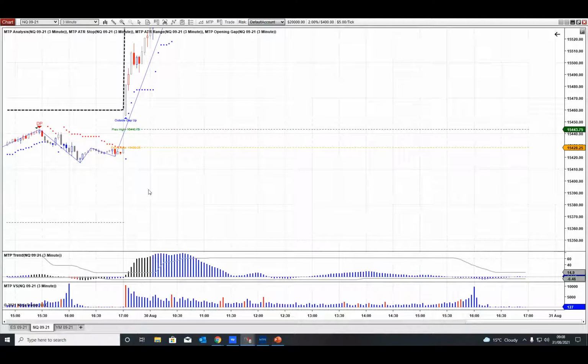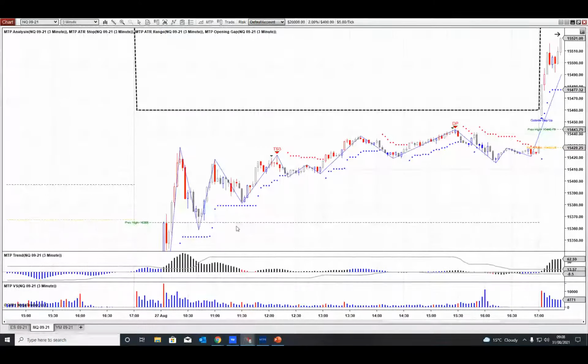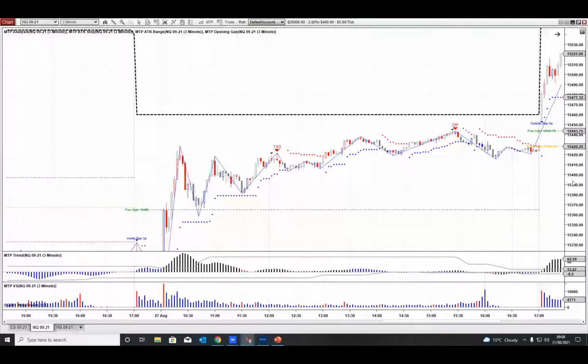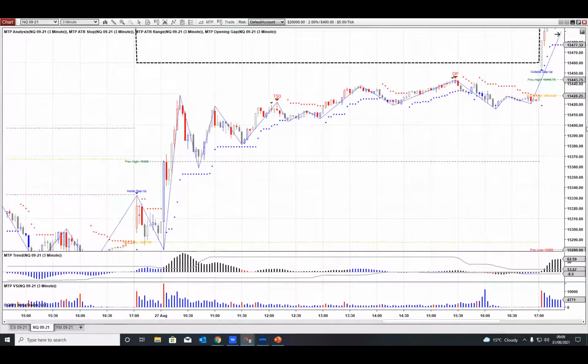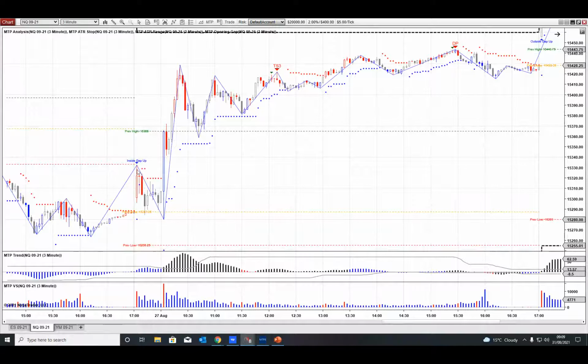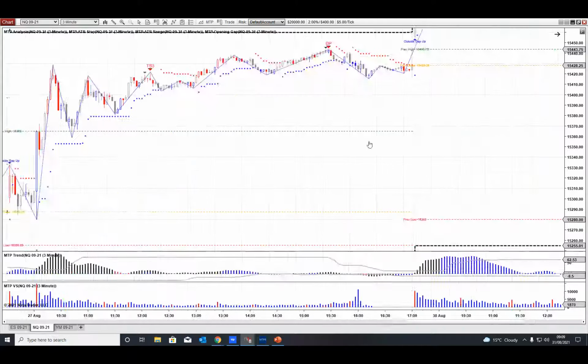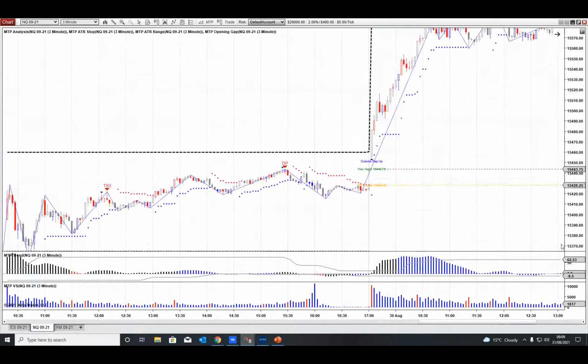So if I go back to the day before, you see the previous day, it said inside gap. In other words, the market opened within the previous day's range. It was below the previous day's high and above the previous day's low. So what happened yesterday? Well, yesterday it did something different.